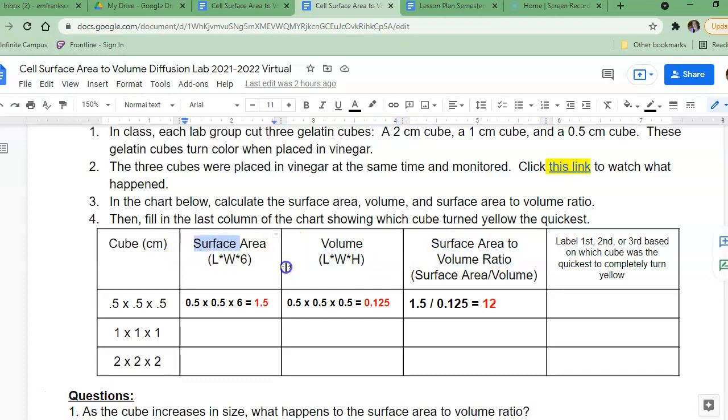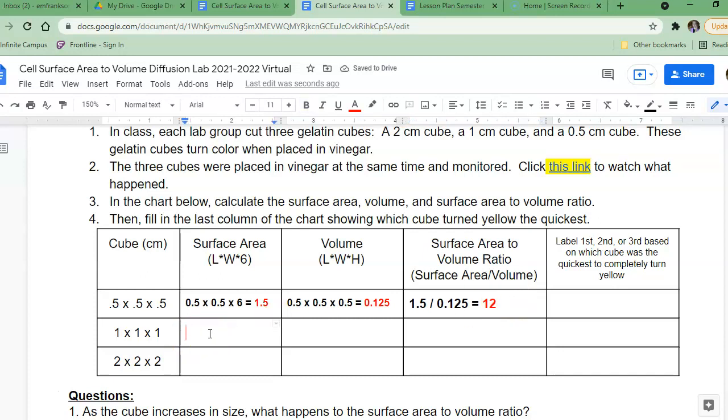We know that cells want to have a really big surface area compared to their volume, because the surface area represents their cell membrane. And if they have a really big cell membrane, that means they can move stuff in and out really quickly. So we take the surface area number, divide it by the volume number, and we end up getting 12. Now this is really 12 to 1 because it's written as a ratio, but if you just put 12, that's okay. All right.